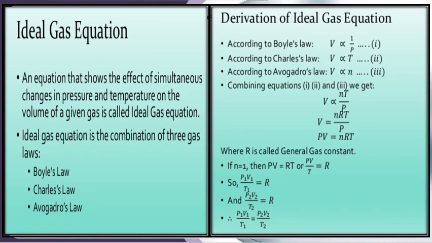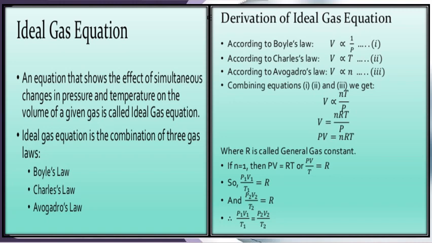Now here the ideal gas equation is given for the derivation. You can be asked a question: derive the ideal gas equation and find various values of R. So you have to do this. The question is, what is meant by an ideal gas? As I told you earlier, it is a gas which obeys all the gas laws at all temperatures and pressures, especially Boyle's law, Charles's law, and Avogadro's law. So they are considered ideal gases, right?